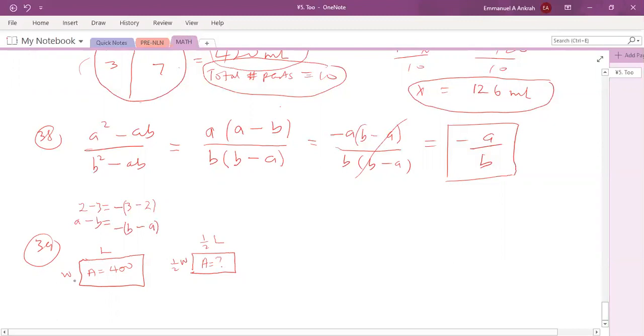So how do you find the area of a rectangle? The area of a rectangle is length times width. So the area here will be the length times the width. And this is given as 400. So I have 400 is equal to the length times width here for the first, the big one. What will be the area of the small rectangle here? The area of the small rectangle will be A is equal to the length is 1/2 times the width, which is 1/2. So if I multiply this out, I'll get 1/4 length times width. That will be the area. So the area here is 1/4 length times the width.